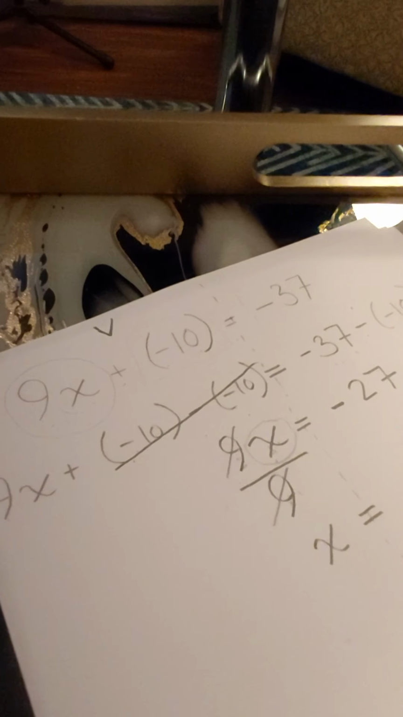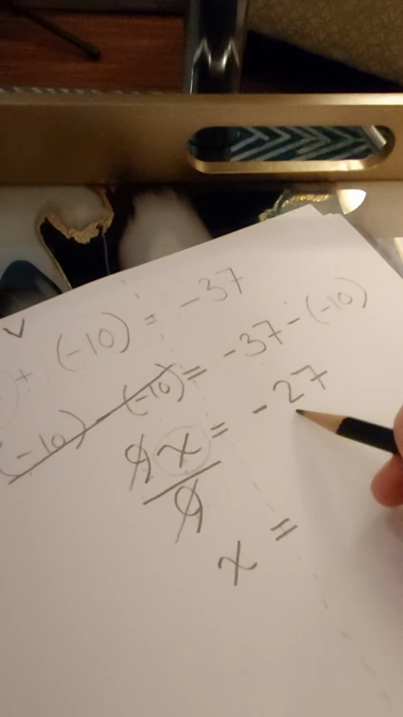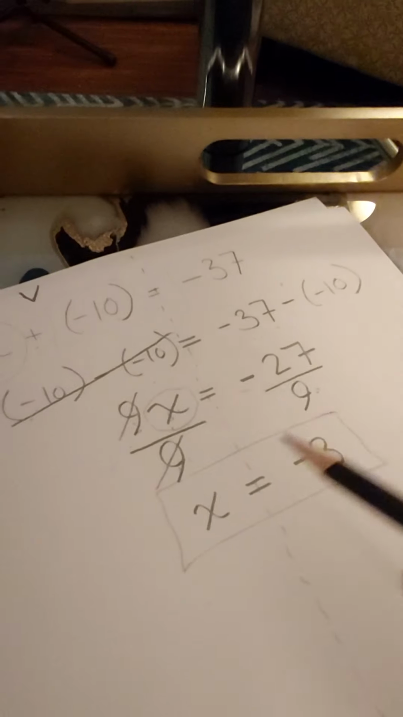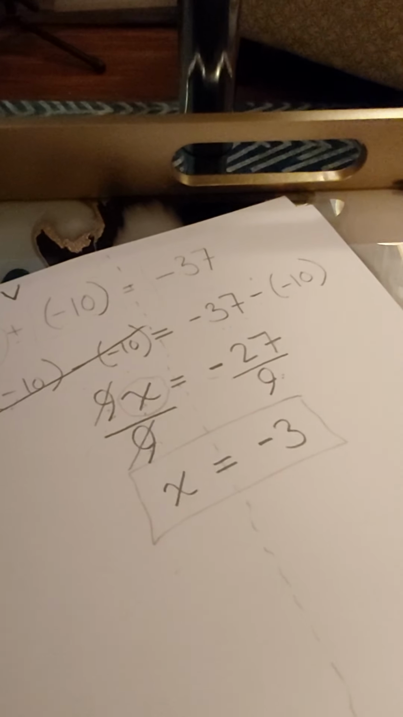Am I done? No, because on this side of the equation, I have to do the exact same thing. And it becomes a straight up division. Negative 27 divided by 9. 27 divided by 9 is 3. And we have a negative sign which is going to stay. Negative 3 becomes our final answer. x equals negative 3.